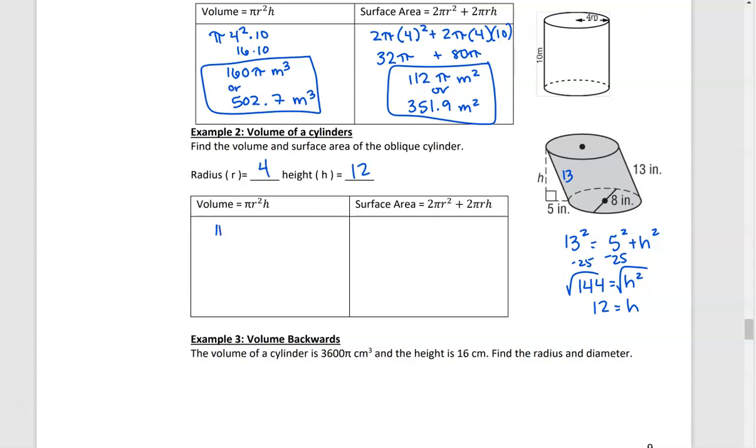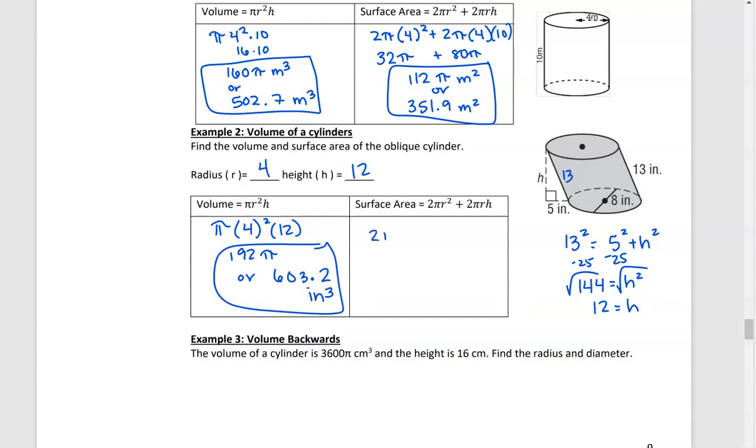So then we would go ahead and plug in our information. So we want to take 16 times 12, and it's 192 pi, or again, we can go ahead and multiply that times pi and get 603.2 inches cubed for volume.